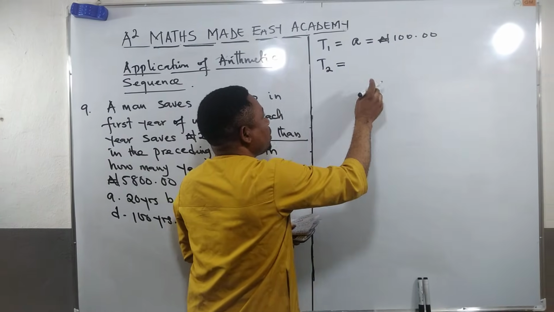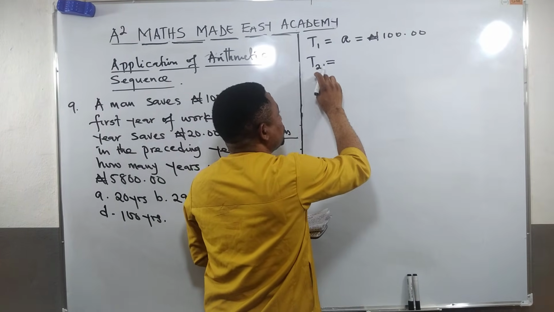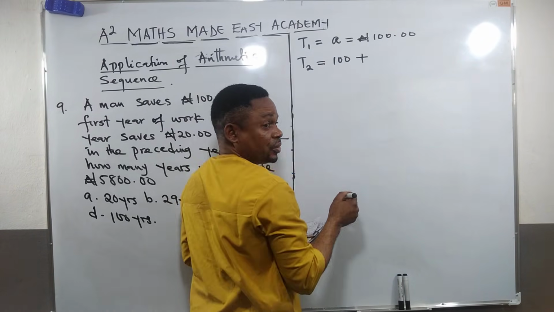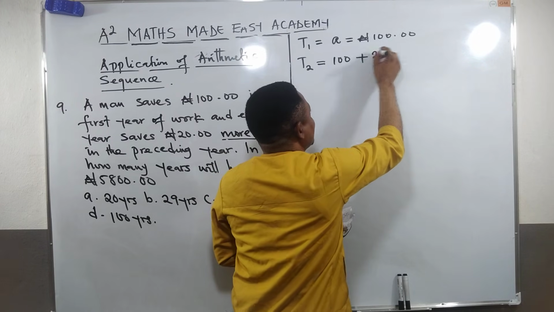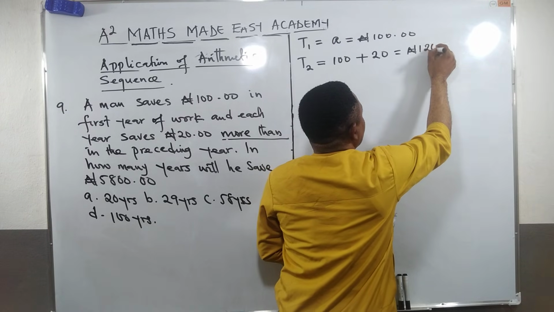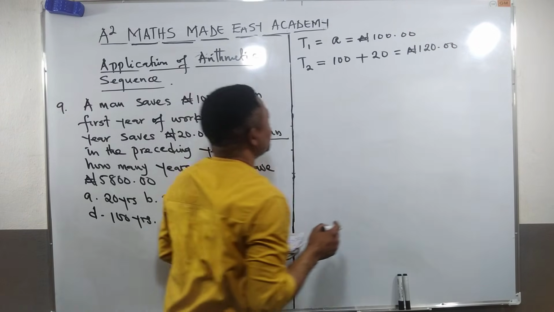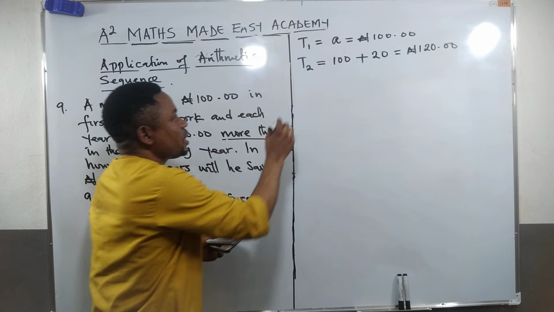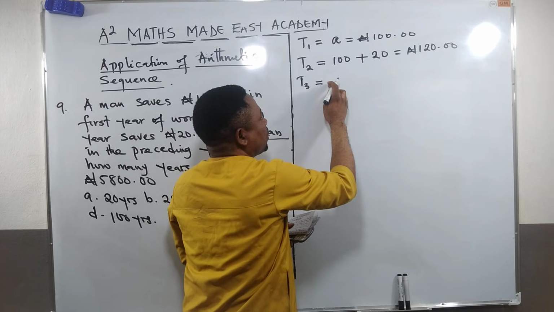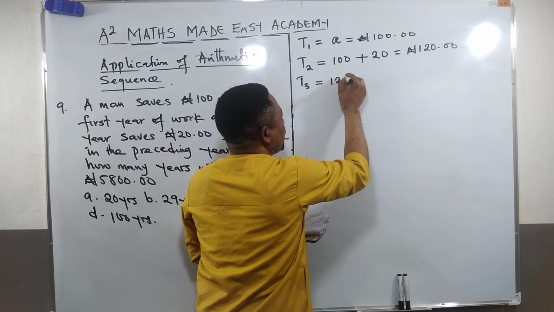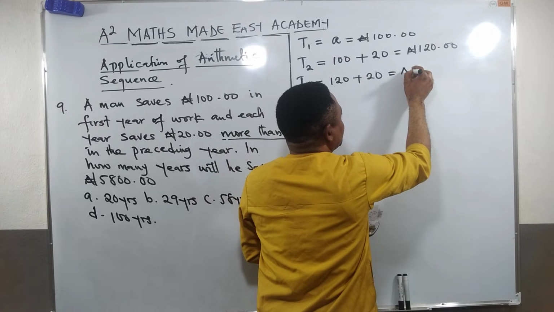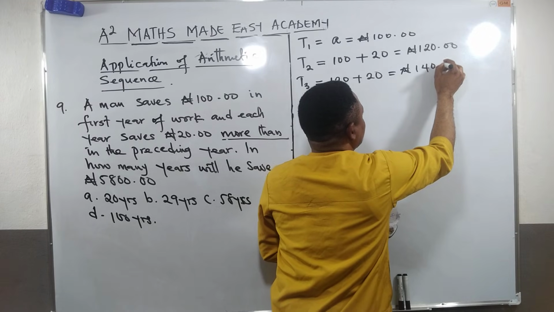Are you with me now? For the second term, how much does he save? Watch. It will be 100 naira. More means addition of 20 naira. So it will give us 120 naira. That is for the second term. Then we move again to the third term. You bring forward the second term, which is 120, and add 20 again. It will give me 140 naira.